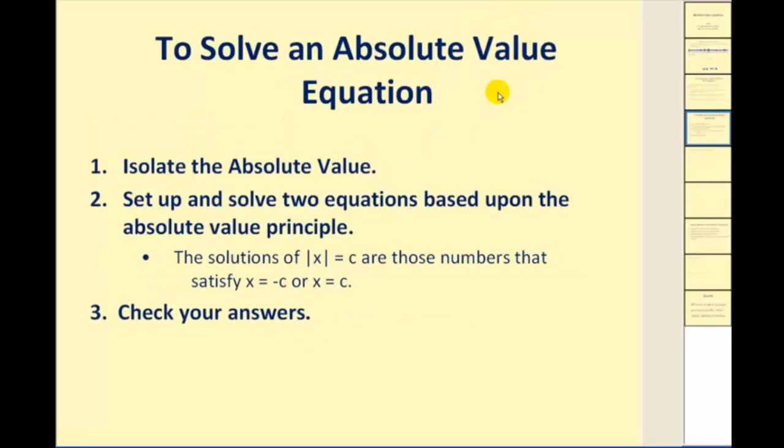So here are the steps we're going to take to solve absolute value equations. Step 1, we must isolate the absolute value. Step 2, we will set up and solve two equations based upon the absolute value principle, where we have the absolute value of x equal to a positive c. So we'll take the expression inside the absolute value symbol, set it equal to negative c and positive c, and solve. And then lastly, we'll check our answers.